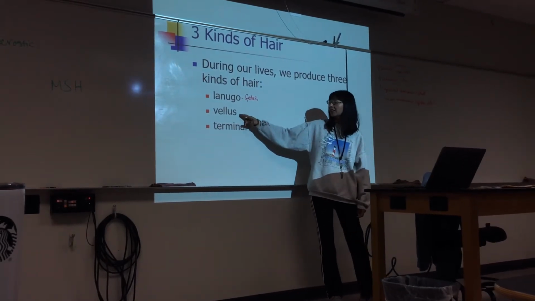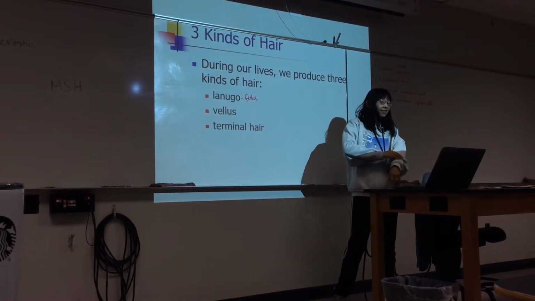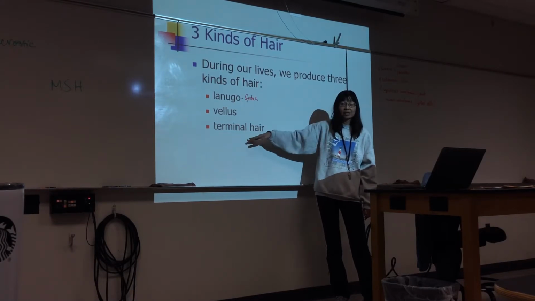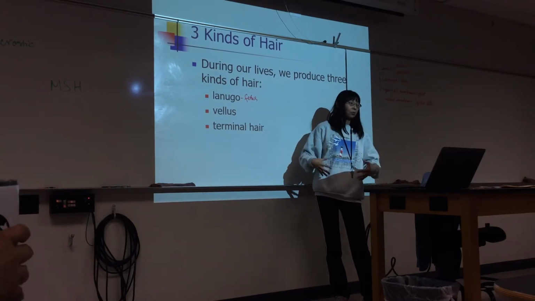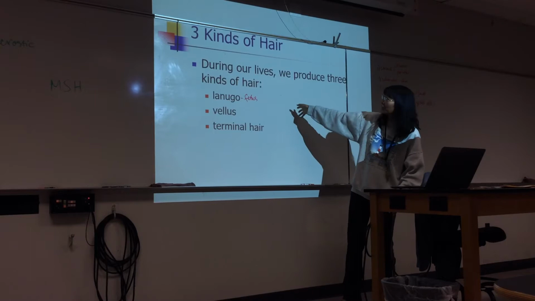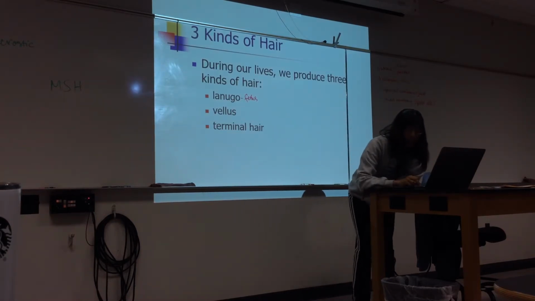Okay. Vellus is the really soft, downy hair that covers most of your body. So terminal hair is on the top of your head or your face, beard. Vellus is everywhere else in the body. Really soft hair, right? Fine hair. Okay, so that's the three kinds of hair. All right. Why do we have hair?